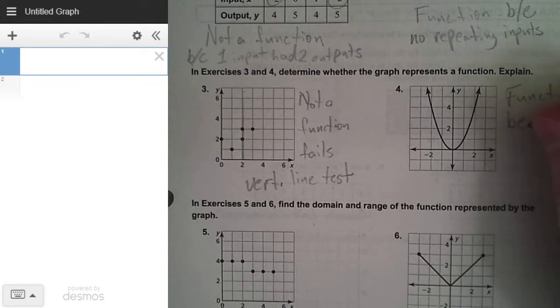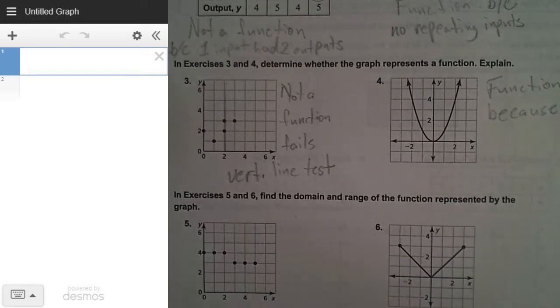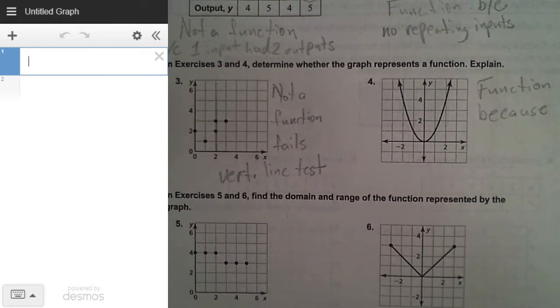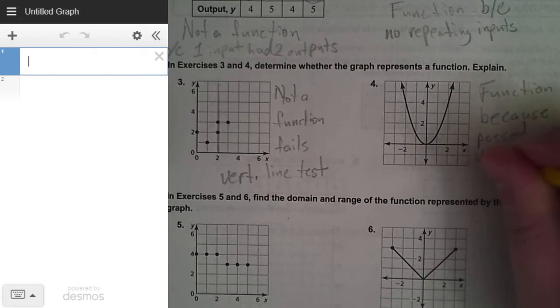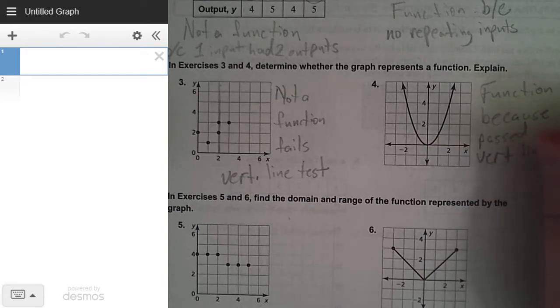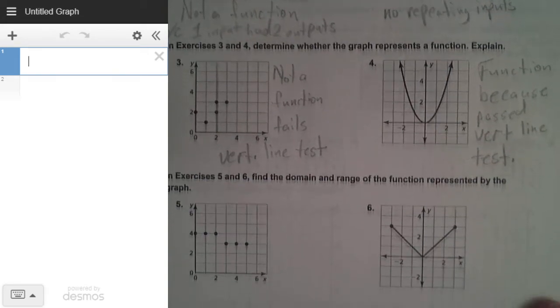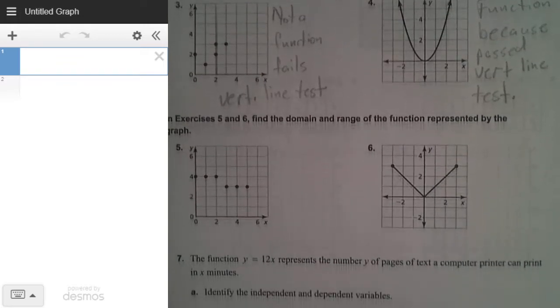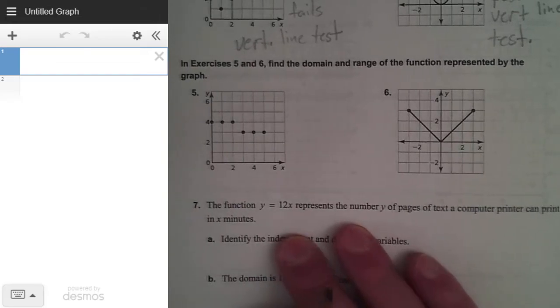And this, because the reasoning is equally important as knowing that it's a function, right? Being able to explain your reasoning. So this is a function because it passes the vertical line test. Okay. So again, the reasoning is equally important as we're going through on that one. So we're just practicing our understanding and how we would explain these.